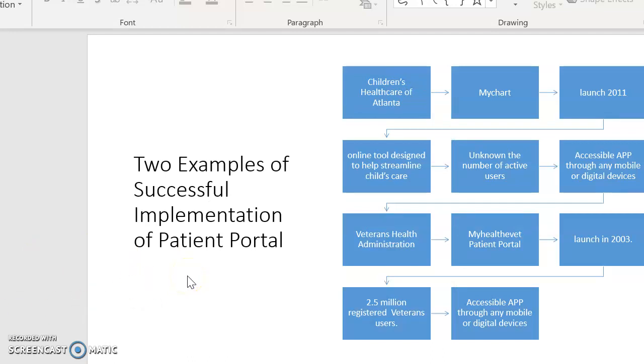Two examples of a successful implementation of a patient portal. I have to say Children's Healthcare is one of the health systems here in Georgia that really has a successful implementation of their patient portal, which is MyChart, as well as the VA here. They have the My Health eVet portal, which has been around as one of the earliest patient portals. And I actually participate with My Health eVet, and I have had nothing but good experience working with that portal.